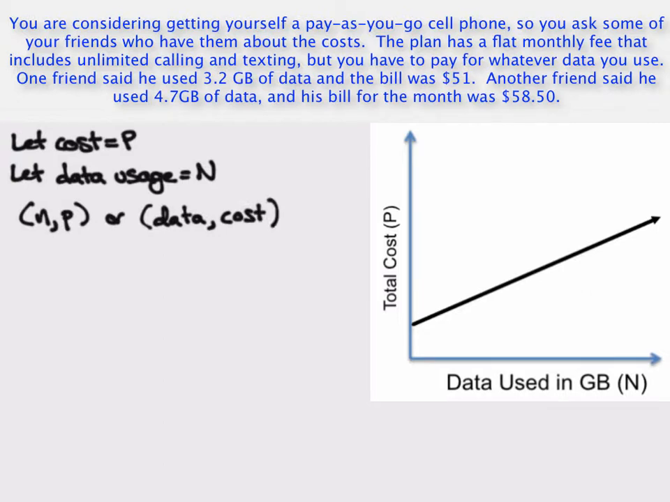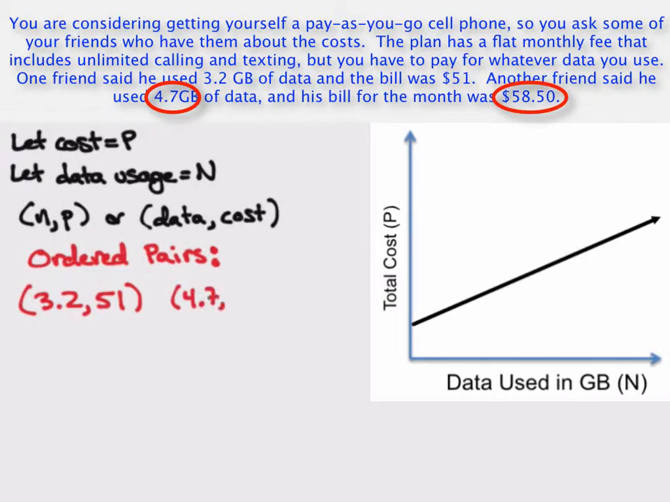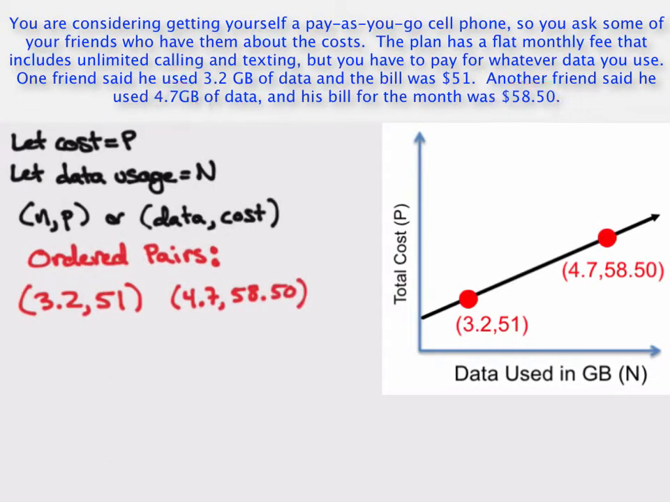All right, well, my claim is we have enough information from the text to find two ordered pairs about how much data was used and what the cost is for that amount of data. So for instance, one friend used 3.2 gigabytes of data, and the bill was $51. So that gives us the ordered pair (3.2, 51). And when another friend used 4.7 gigs of data, the cost was $58.50. So that gives us the ordered pair (4.7, 58.50). All right, now we've got our ordered pairs. We're good to go. Let's go ahead and find the slope for this linear equation.